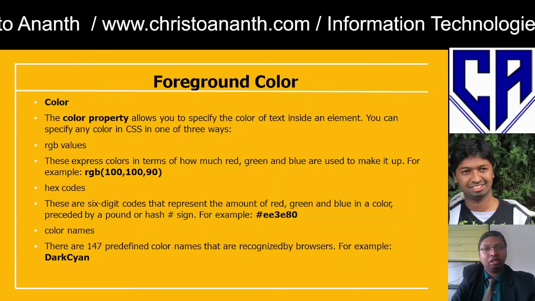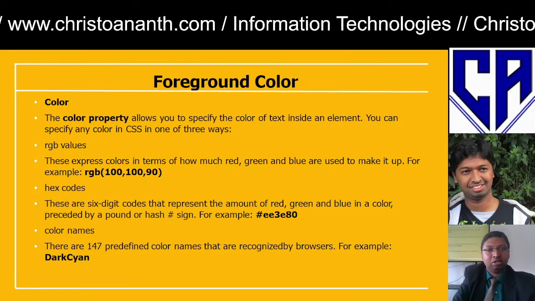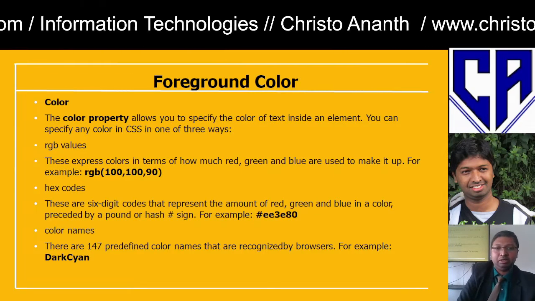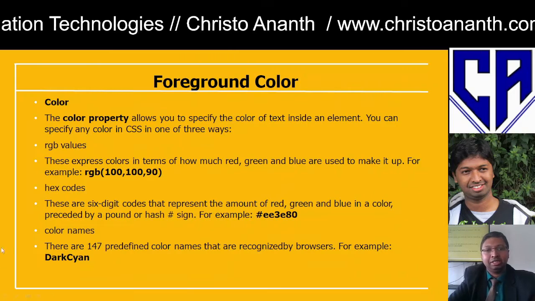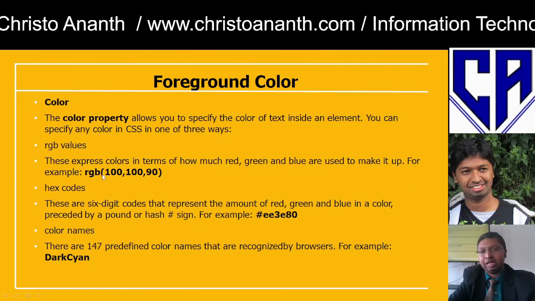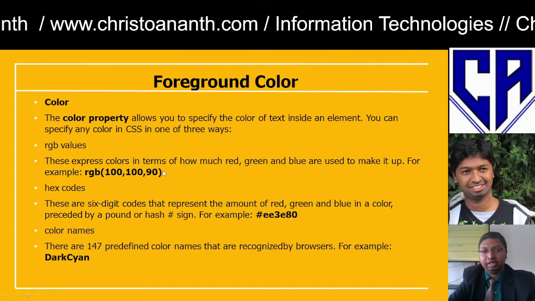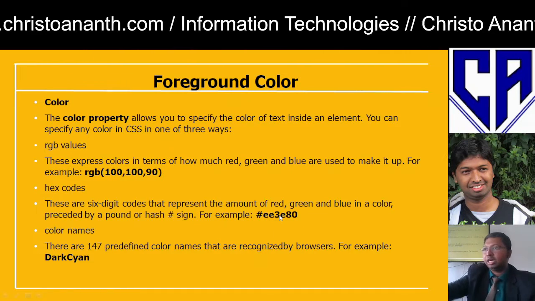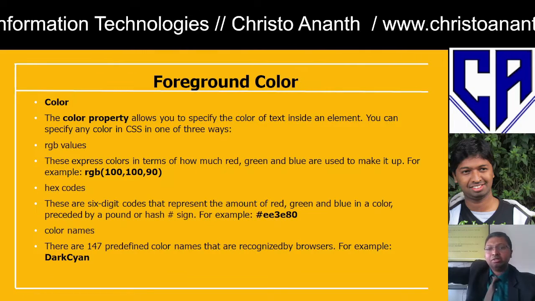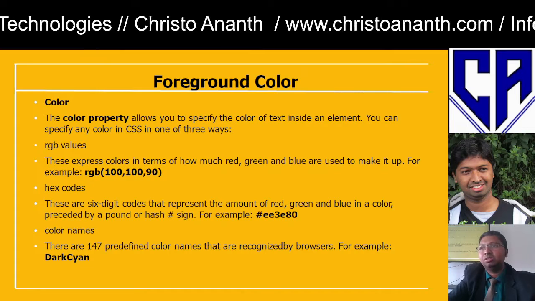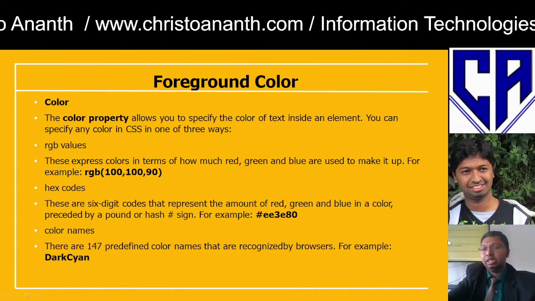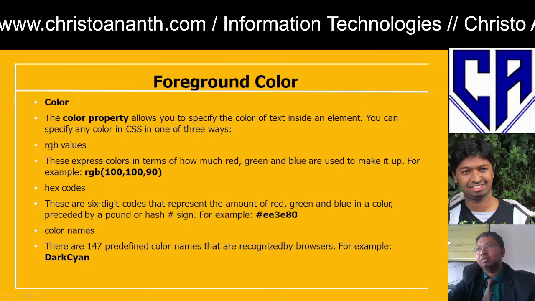Then you will have the foreground color as well as background color. So you will have the color property which will specify the color of the text inside the element. Okay. So you can specify the CSS in one of three ways. Maybe we will have RGB values like RGB 100, 100, 90. Or maybe using hex codes like what we discussed in the previous, EE3A80. So you can also specify the 6-digit hex code, that specifies the amount of red, green, and blue in a color.